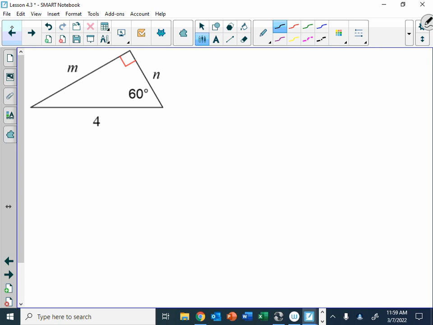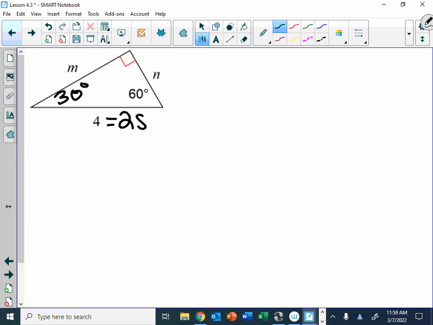Alright, this is a 30, 60, 90. So 30, 60, 90. This is going to be 30, because that's the only other one left. You don't have to label it, but I would recommend it. I'm given 4. Is that a leg or a hypotenuse, first of all? Hypotenuse. The hypotenuse of the 30, 60, 90 is what? 2s.